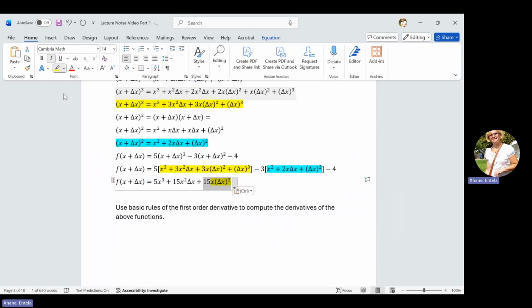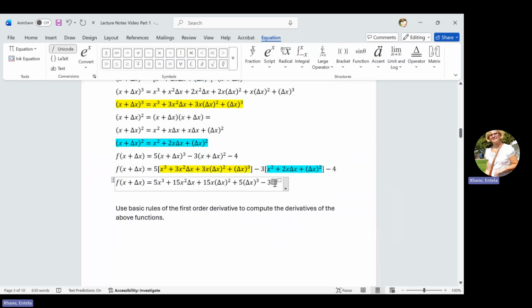Let's see if we can eliminate the color. There you go. Then I have 5, delta x to the third power. There you go. So that's the distribution of 5. Now the distribution of -3. So -3 x to the second power. Minus 6, because 3 times 2 is 6. X delta x. Minus 3 delta x to the second power.